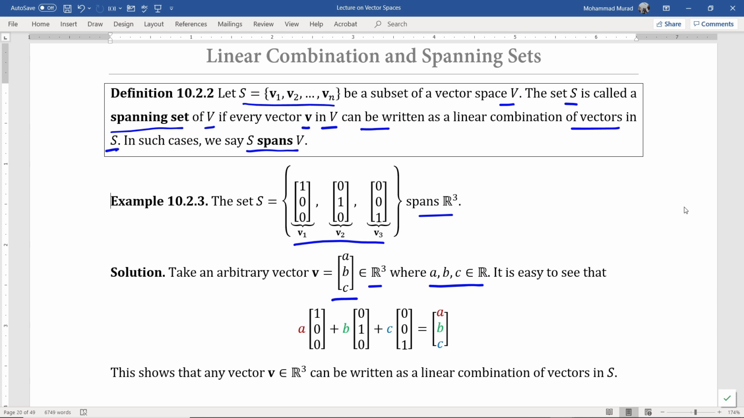It is easy to see that if we multiply the first vector by the constant a, the second vector by the constant b, and the third vector by the constant c, we get the vector with components a, b, and c. So any vector v can be written as a linear combination of the vectors given in the set S. So the set S spans the vector space R3.